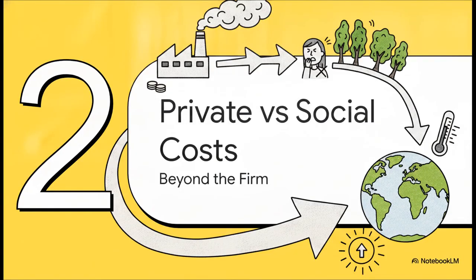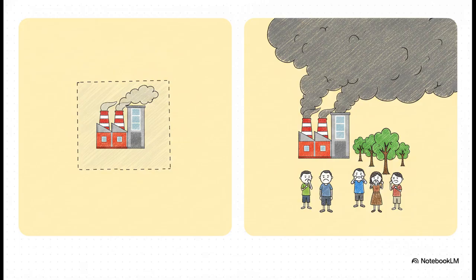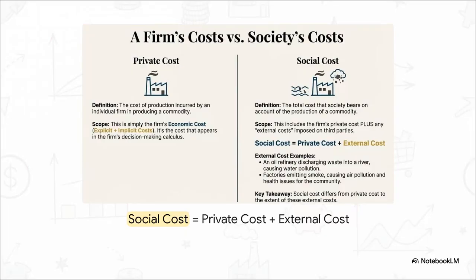Moving right along to Section 2, private versus social costs. Every business operates in the real world, right? Costs aren't just isolated to the factory floor. We have to draw a line between private cost and social cost. Private cost is just the burden taken on by the firm itself. That's exactly the economic cost we were just talking about. But social cost? That is the total cost society as a whole has to bear because that commodity is being produced. And the gap between those two boils down to external costs. Basically, social cost equals private cost plus external cost.